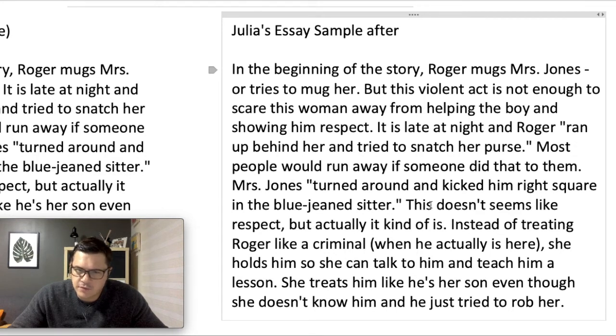This doesn't seem like respect, but actually it kinda is. Instead of treating Roger like a criminal, which he actually is here, she holds him so she can talk to him and teach him a lesson. She treats him like he's her son, even though she doesn't know him and he just tried to rob her.